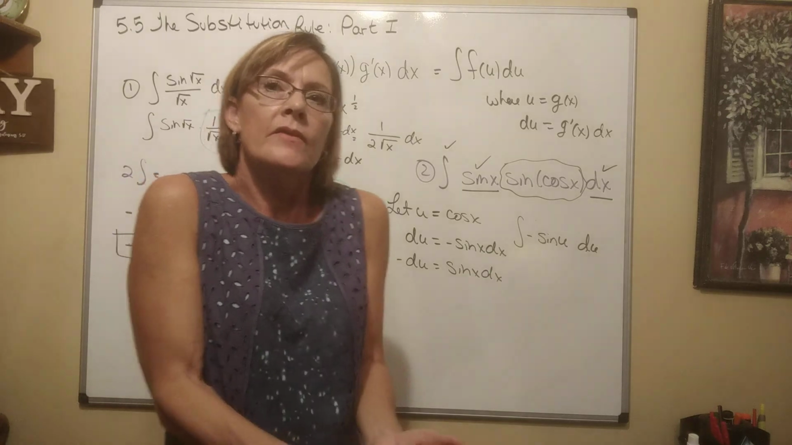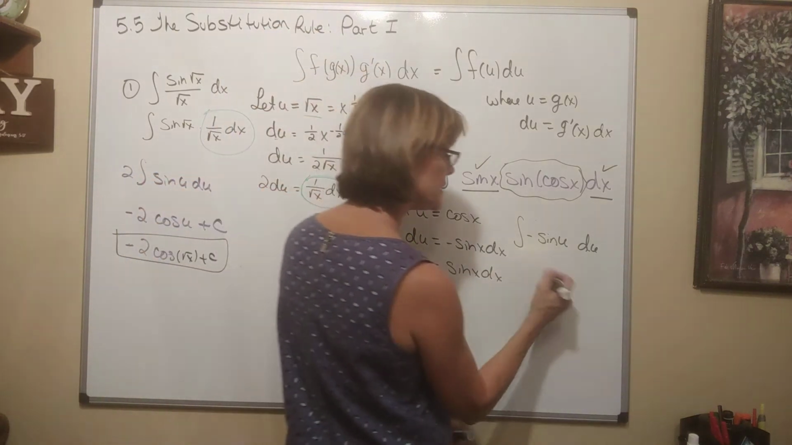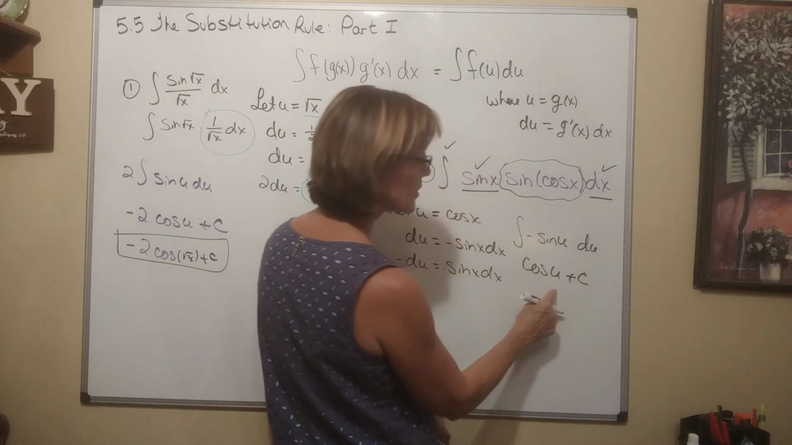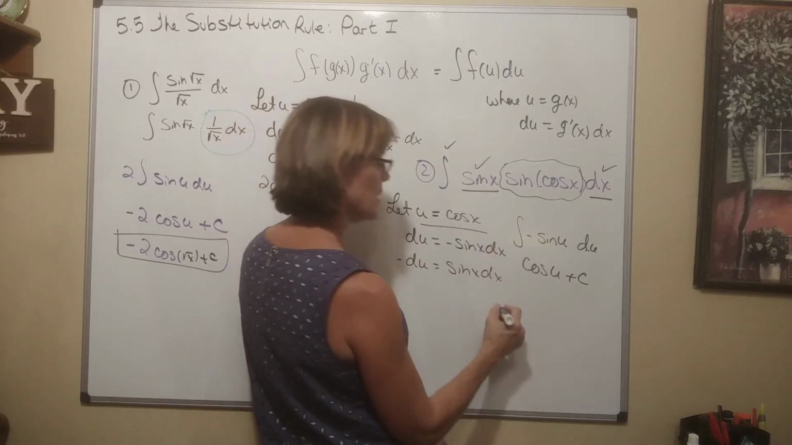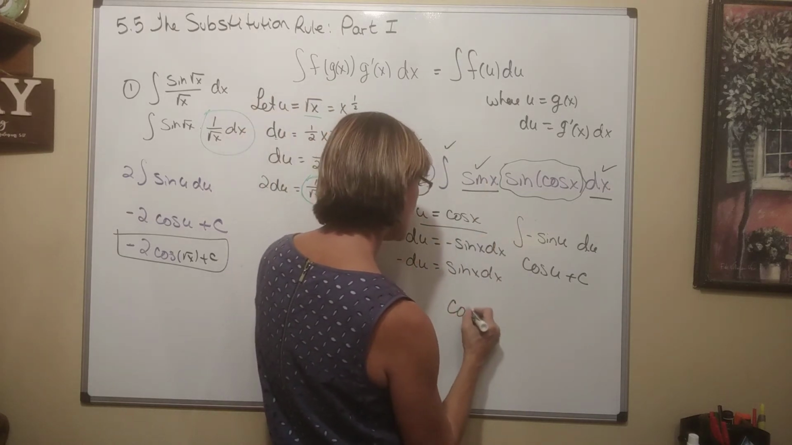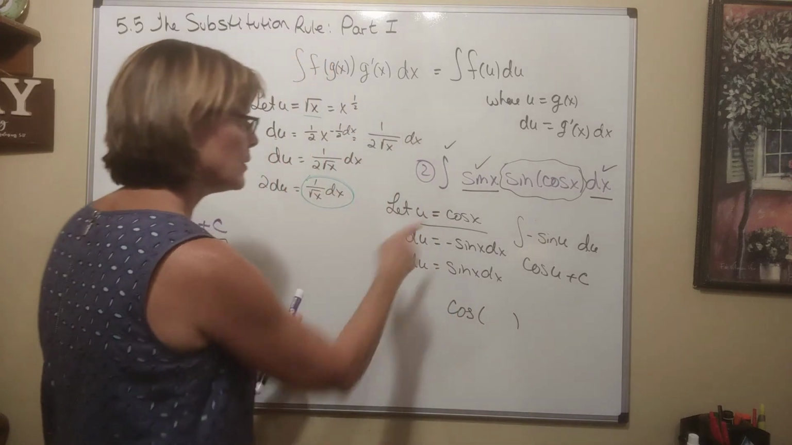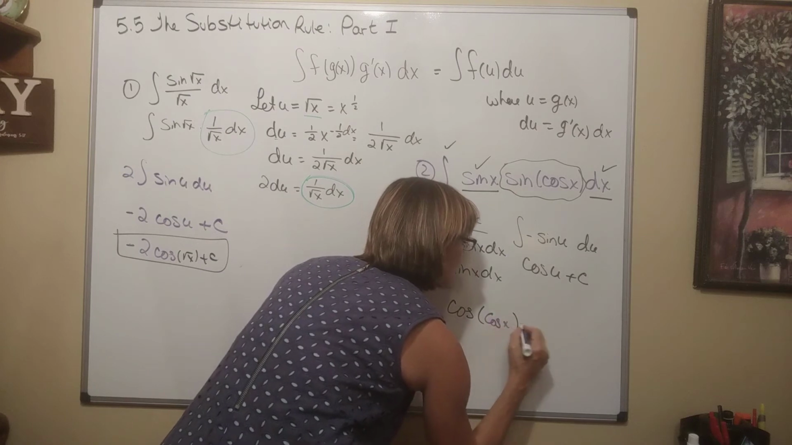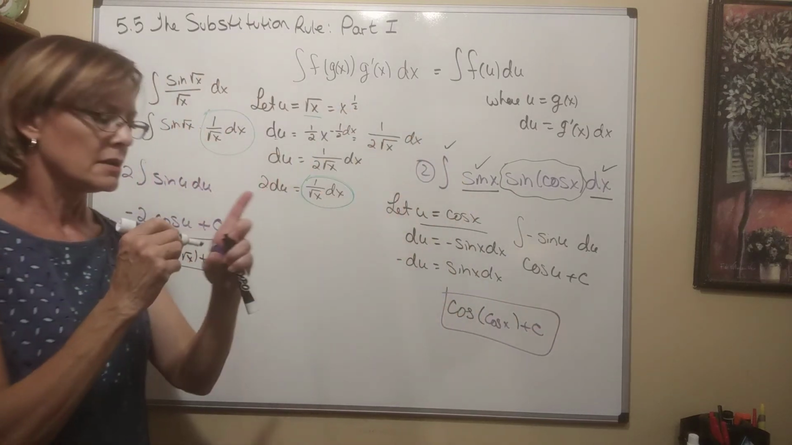What can I take the derivative of and get negative sine x? Cosine of x. So the integral of this is going to be the cosine of u plus a constant. So the last thing I have to do is replace u with what I let it be right here. So the answer is going to be the cosine, not of u, but of what I let u be, and that was the cosine of x. The cosine of x plus a constant. So that right there is number 2.